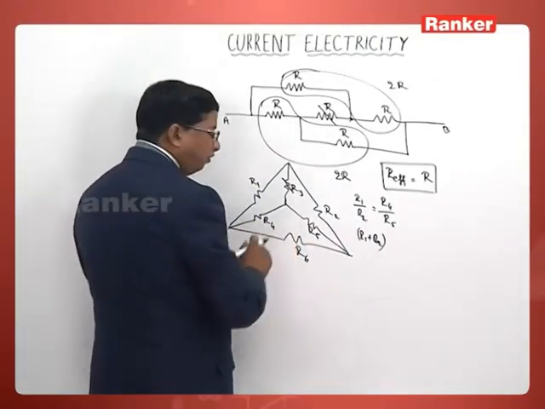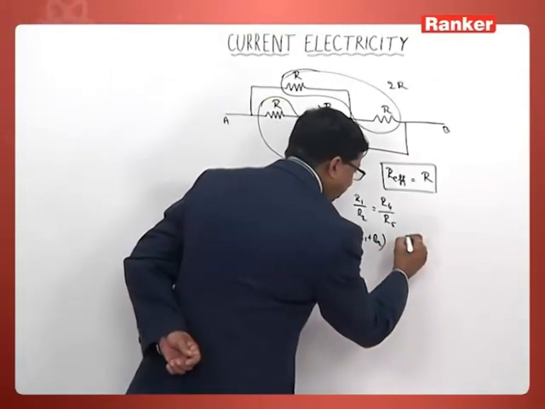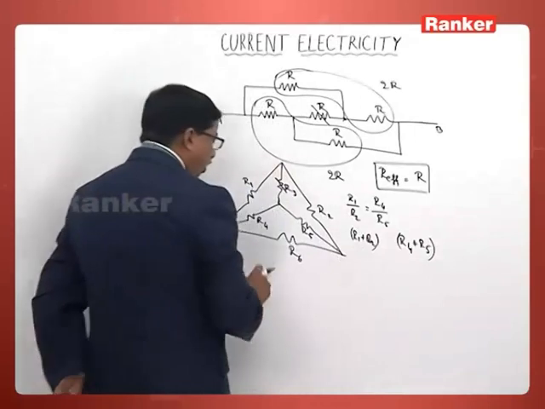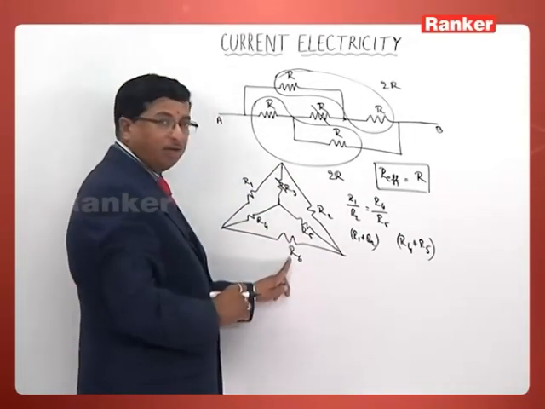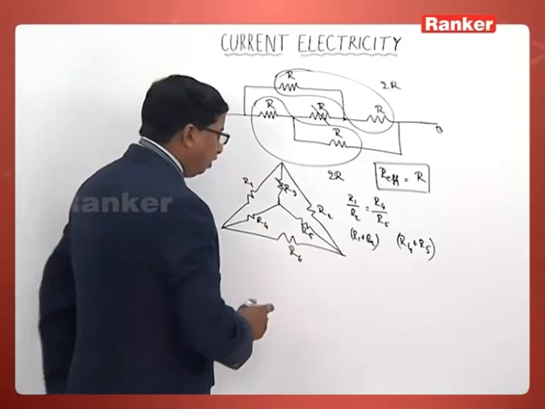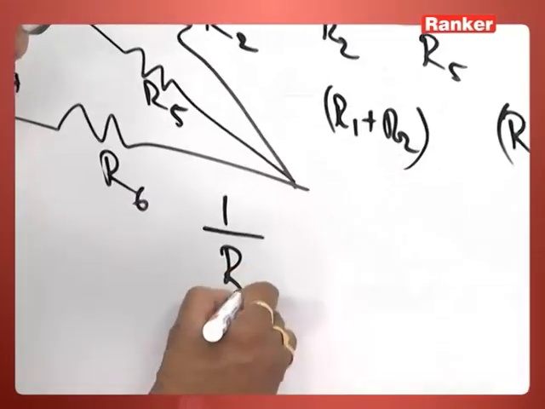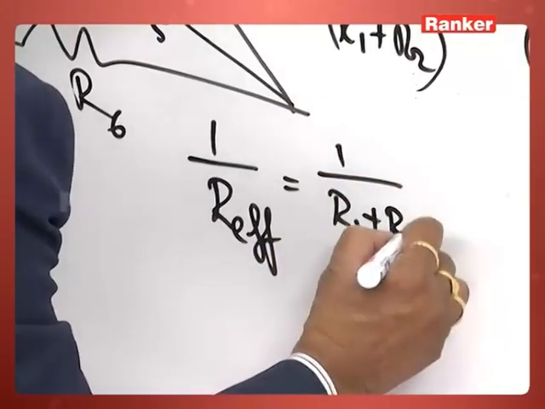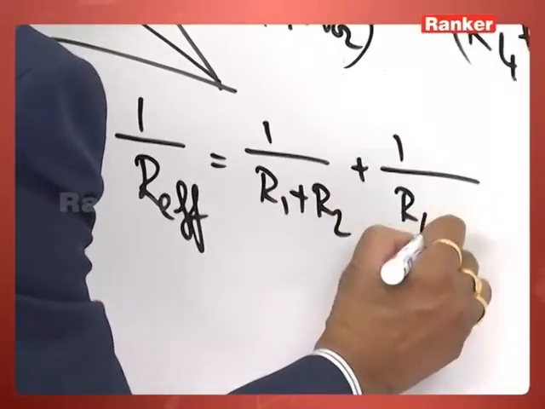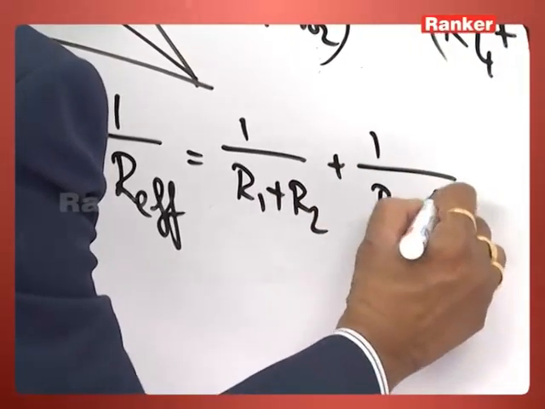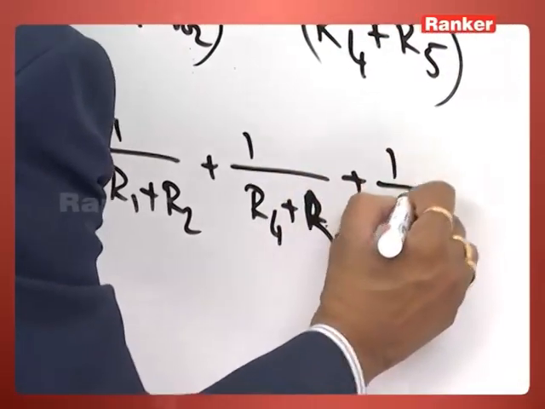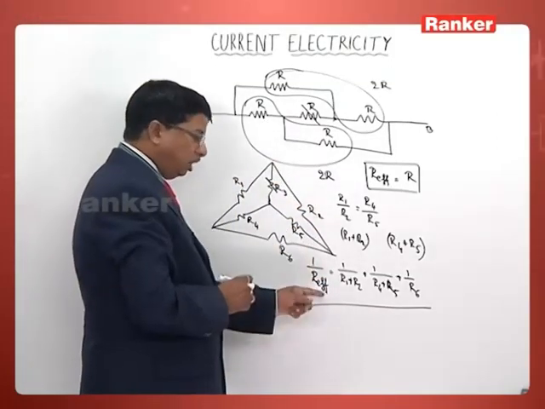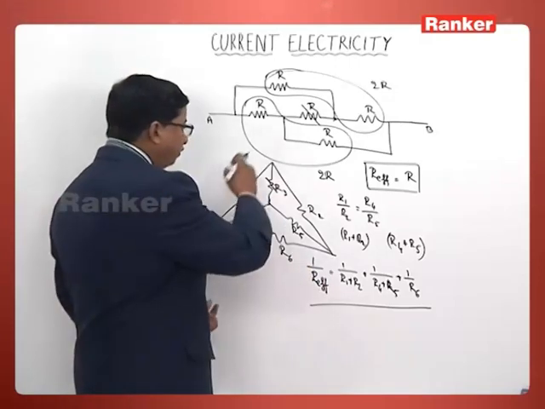And R4 and R5 are in series, the effective value will be R4 plus R5. They are now in series. Now when both are in parallel and parallel to R6, then how do we write that formula? 1 by effective resistance is equal to 1 by (R1 plus R2) plus 1 by (R4 plus R5) plus 1 by R6. This is the way we used to take up the effective resistance in that circuit.